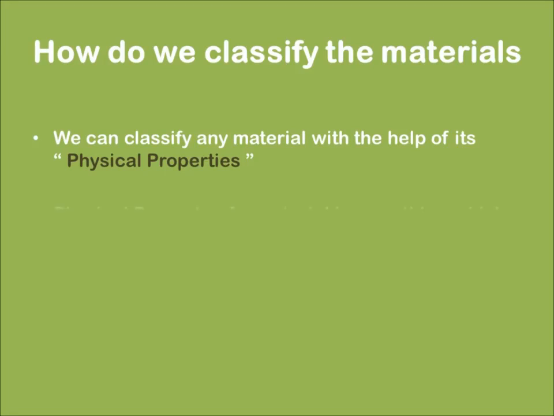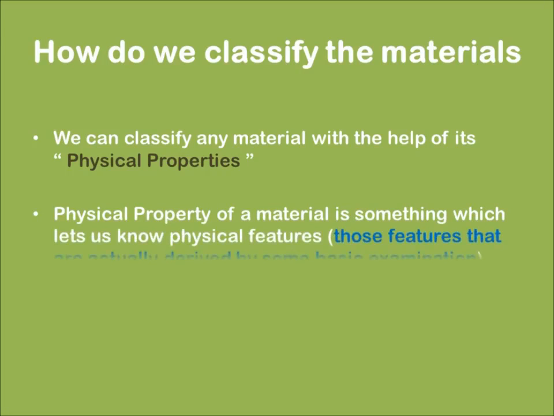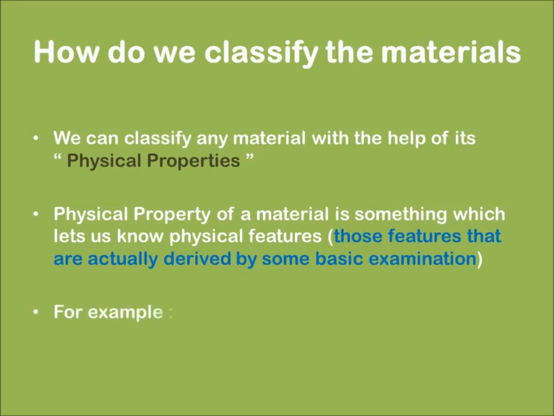Now, what is a physical property? A physical property of a material is something which lets us know about the physical feature of that material. For example, I can say that a material is shiny or not, and similarly I can say if it is hard enough or not. These are a few examples of a physical property.